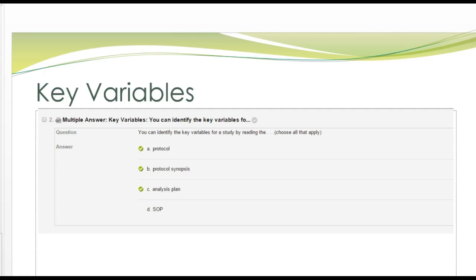Another question that people missed a lot was key variables. Key variables are essentially the primary data points that you're going to use for analysis. You can find those in the protocol and in the analysis plan, but also in the protocol synopsis. And this is actually part of what we went through when we were reviewing the protocol synopsis for our little mock trial. So the correct answer would be all three of these items.